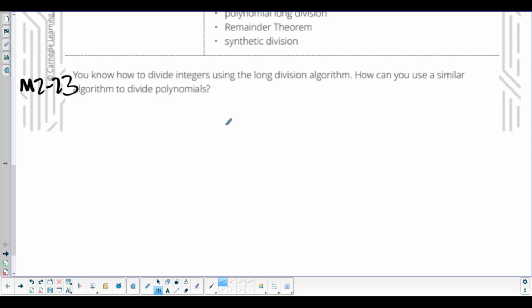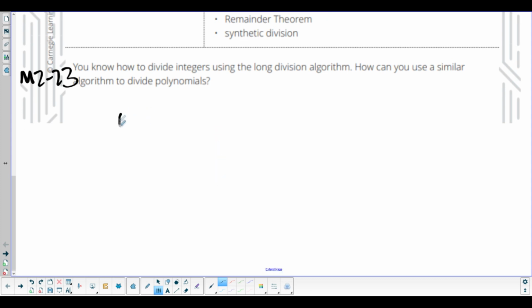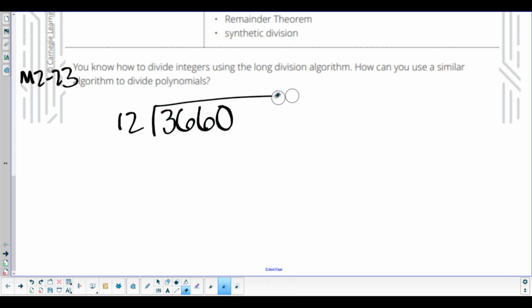So here's what I want you to do. I want you to go ahead and divide 12 into 3,660. 3,660 divided by 12, right? Okay. Give this a try. I don't know if you remember how to do it. Maybe you do, maybe you don't. But give it a try. Work with the people around you. Okay. I'll give you 1 minute to divide 12 into 3,660.